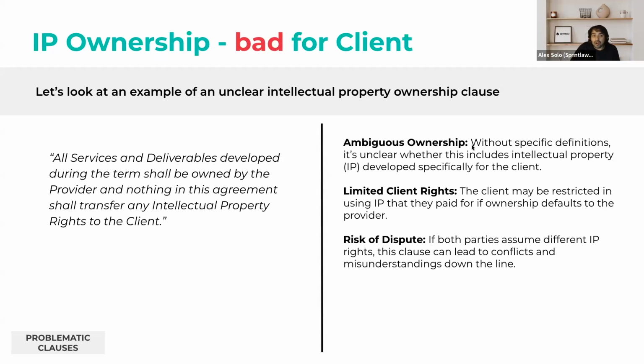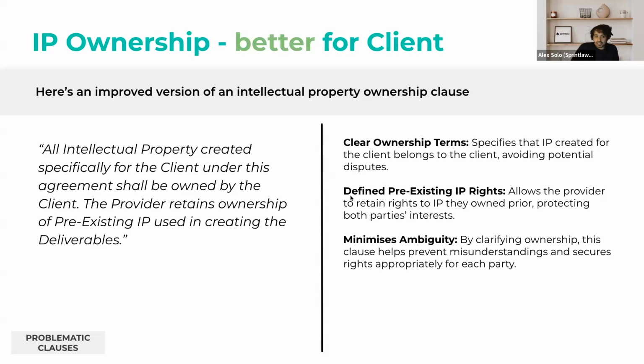A more common clause that you see with intellectual property ownership: any intellectual property created specifically for the client under this agreement will be owned by the client, but the provider retains ownership of any pre-existing IP, and we have a defined term here, capital PEIP, used in creating the deliverables. This is a very common middle ground clause for intellectual property ownership, and essentially says any stuff that I, the service provider, had before I started working with you will still be mine, and I'm going to be able to use it with other people because I had it before I was working with you. Any stuff that we work on together will be yours.